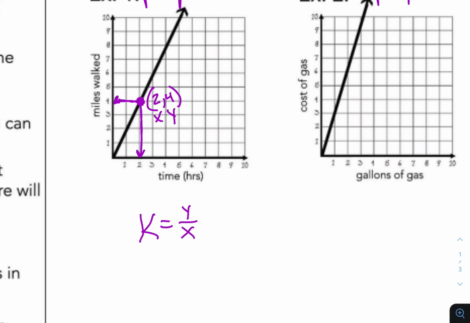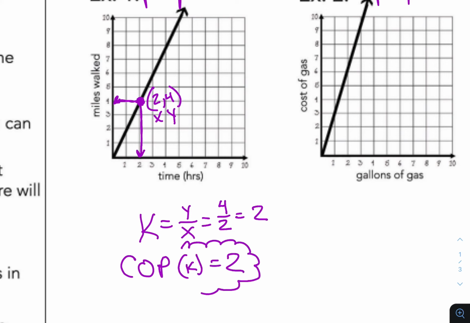Now we can just plug it into our equation for the constant of proportionality. Y over x. 4 over 2, that simplifies to 2. So our constant of proportionality, or K, is equal to 2. And that is our final answer.